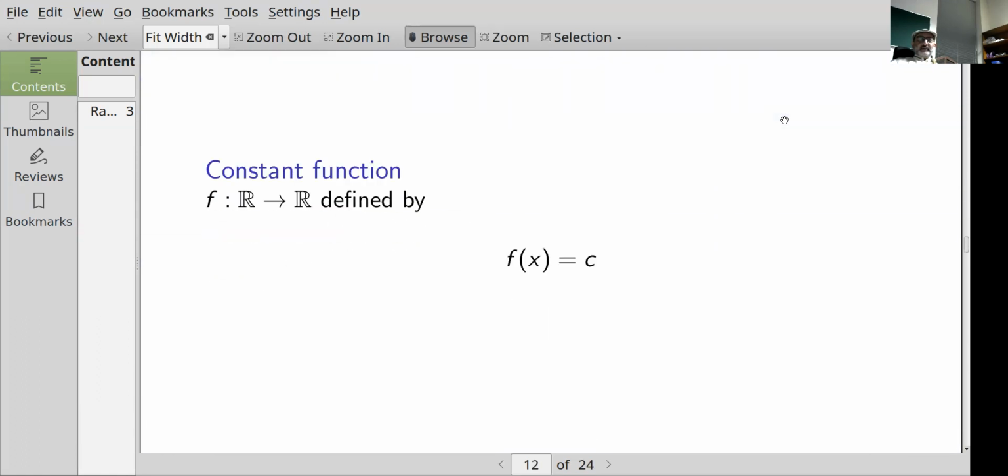Okay, so now let's consider what happens if f of x, let's say, is a constant function. It maps reals to reals, and f always returns the value c for any input. Well, it seems to me that if it's a constant function, it means it isn't changing. So I would want the rate of change to be 0.